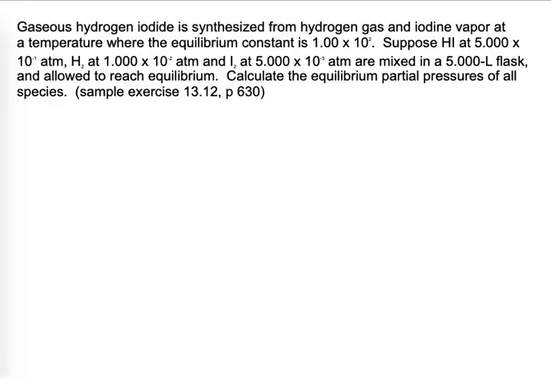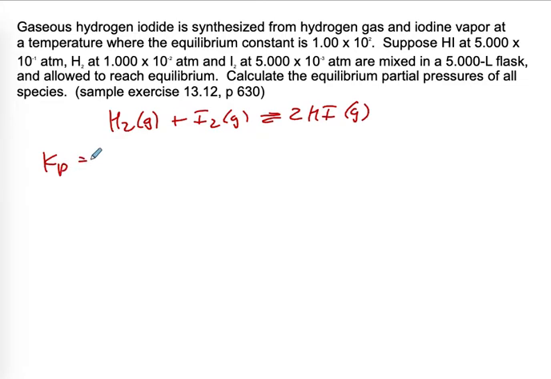Here's a challenging one. HI is synthesized from its elements, and the equilibrium constant is 1.00 times 10 to the second. We are given our initial partial pressures of components, and we are asked to calculate the equilibrium partial pressures. So we'll begin by writing out the equation. H2 gas plus I2 gas in equilibrium with 2HI. Since we are given Kp, my Kp expression is equal to the partial pressure of hydrogen iodide squared divided by the partial pressure of hydrogen times the partial pressure of iodine.